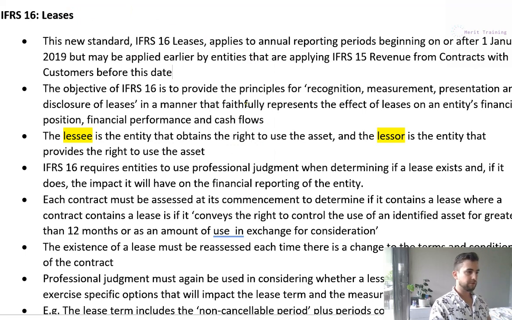So the objective of IFRS 16 was basically introduced because there was a deficiency in how operating leases were reported on financial statements. There's two types of leases, which you might have been taught in university, right? There's your finance leases and your operating leases. Your finance leases are typically the ones where you're just leasing an asset to buy it.